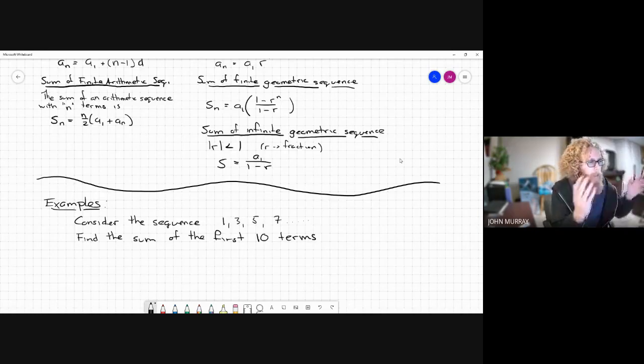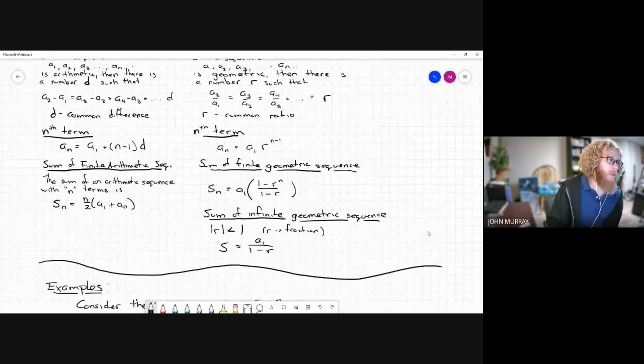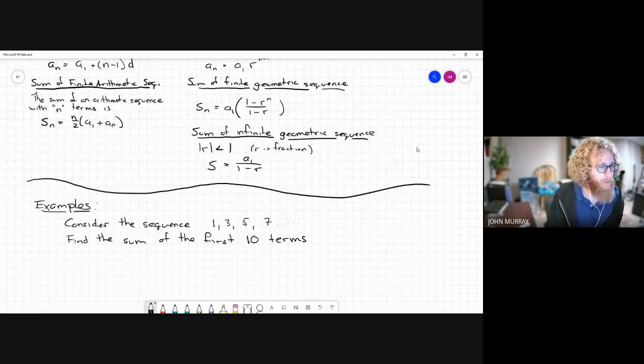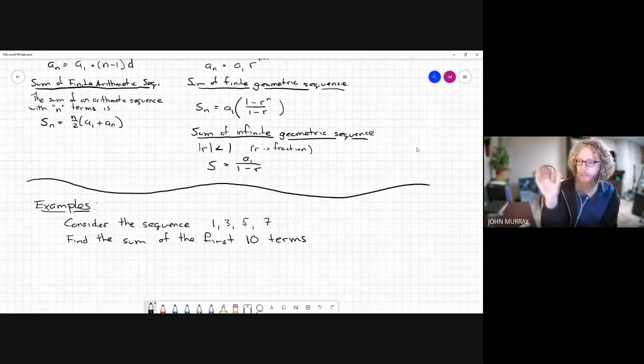Okay. So we're going to combine a bunch of this stuff together. Consider the sequence 1, 3, 5, 7, and so on and so forth, dot, dot, dot. When you see dot, dot, dot, that just means it keeps going with that same pattern. I want to find the sum of the first 10 terms.